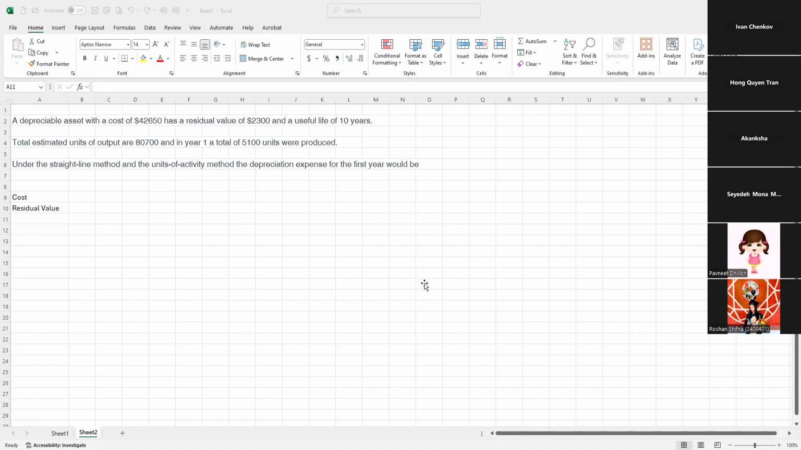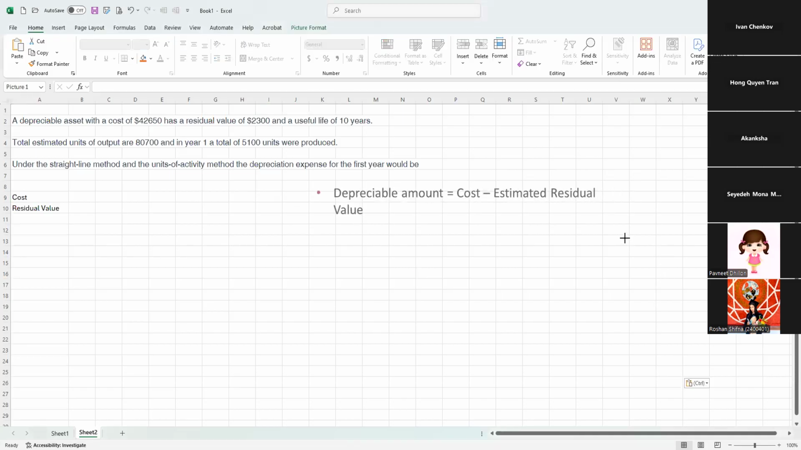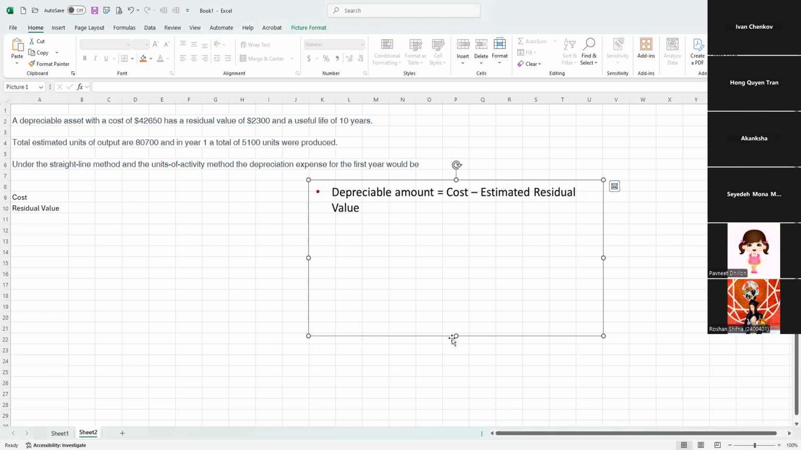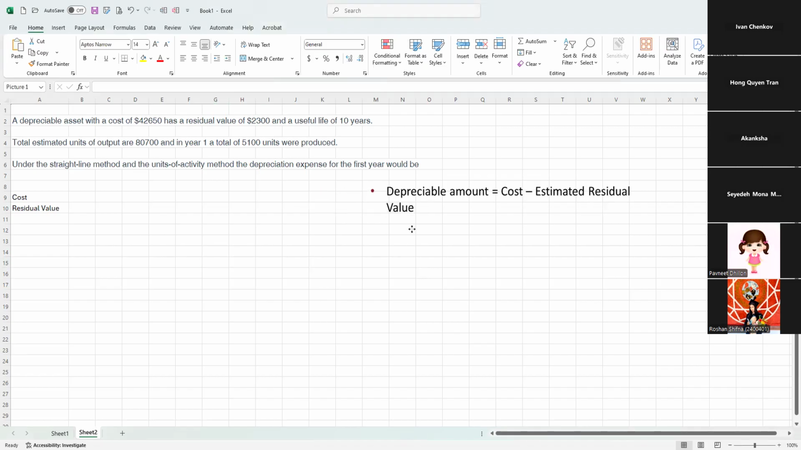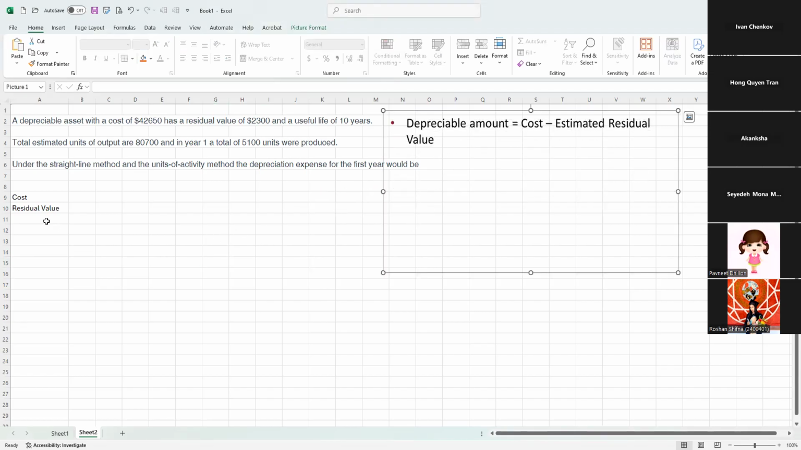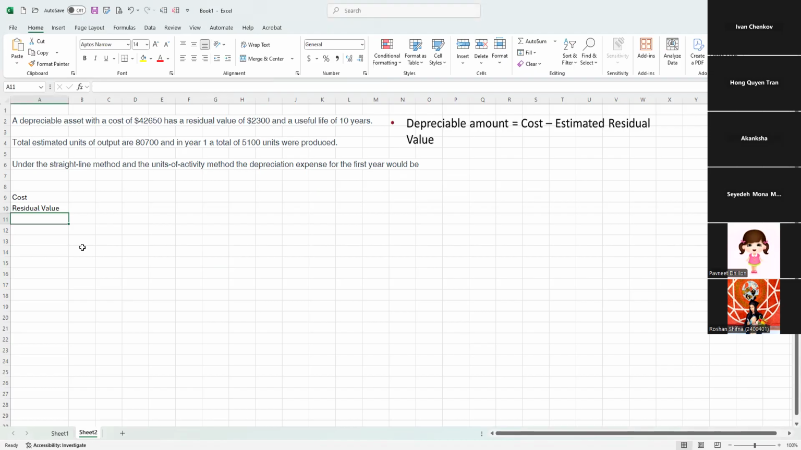This is from your slides. Watch this. From your slides, that's what your slide says. We need the depreciable amount, which is equal to the cost minus the residual value. We need that. What for? To calculate the depreciation expense every period. So once we get the cost minus the estimated residual value, we're going to get the depreciable amount.